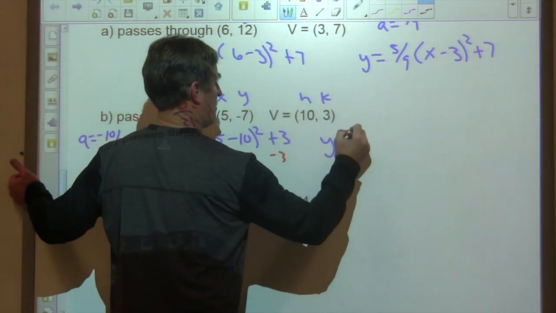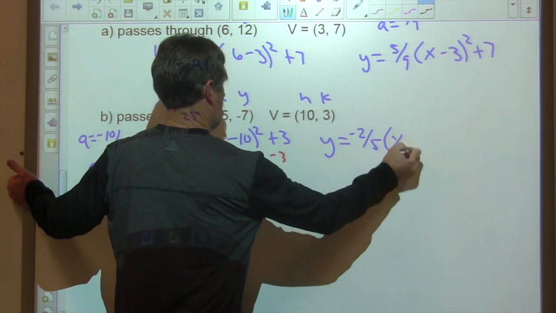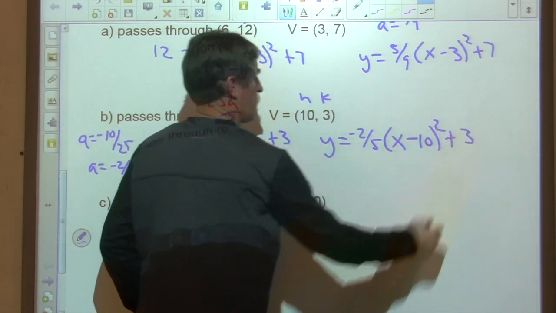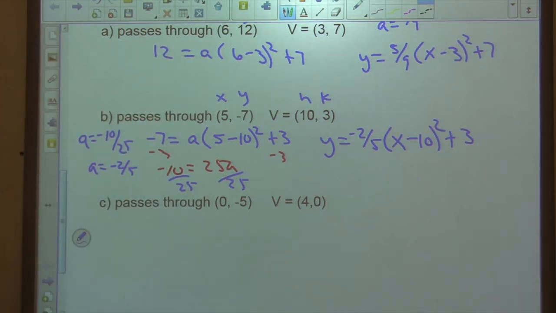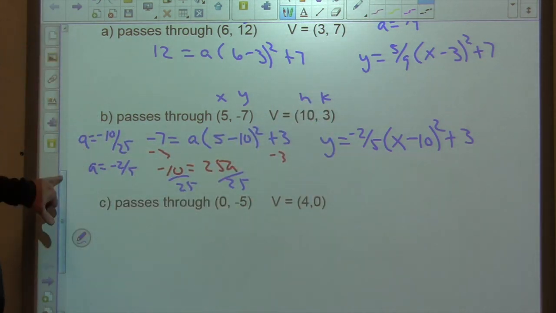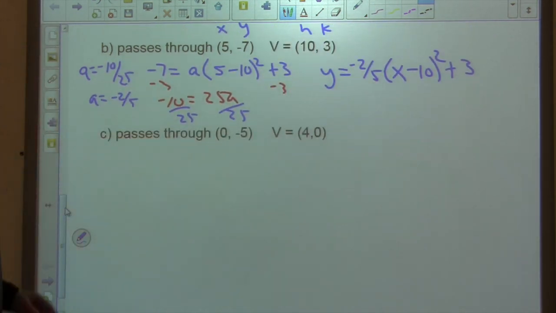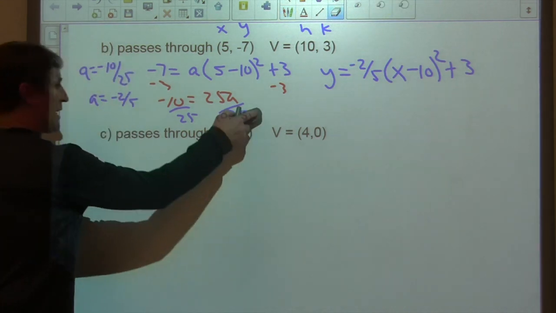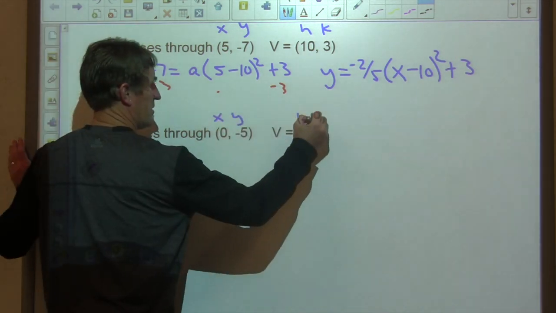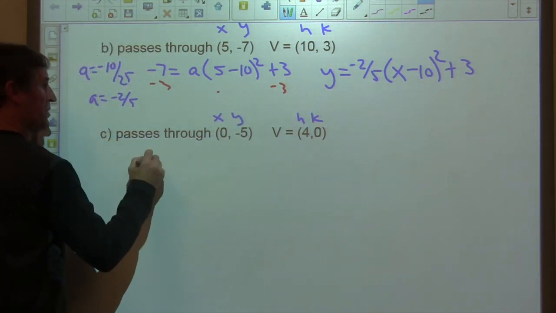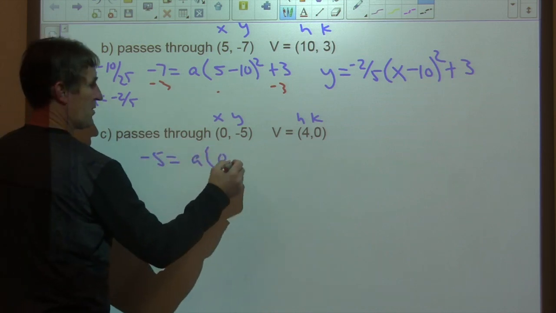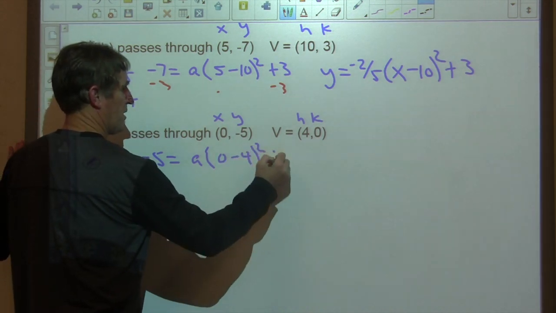And so this would be y equals negative 2/5 times (x minus 10) squared plus 3, and we have our equation. So now we know our vertex is at 10, 3. We know it opens down, and we can find the values. And the last one of this type, again, I'm going to just label the values, x and y, h and k. So negative 5 equals a times (0 minus 4) squared plus 0.